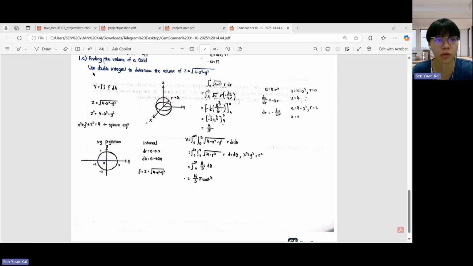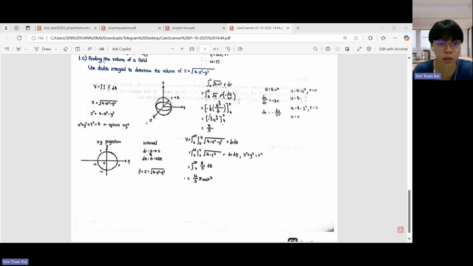And this question is about using double integral to determine the volume of z equals square root of 4 minus x squared minus y squared. First step, from this equation, we will simplify this equation. We will get the sphere equation, and we can draw this based on this sphere equation. And from this 3D diagram, we will get the xy projection. And from the xy projection, we can get the interval.